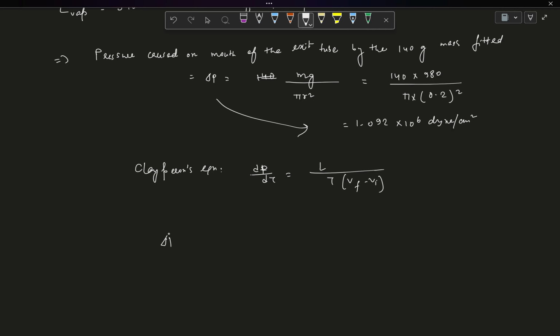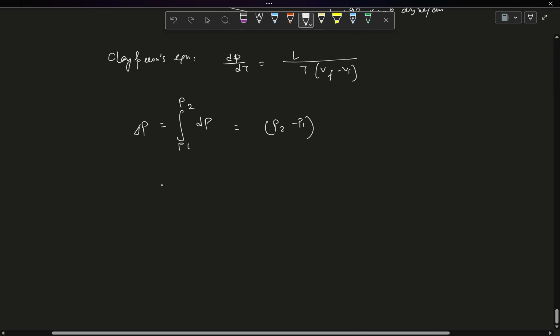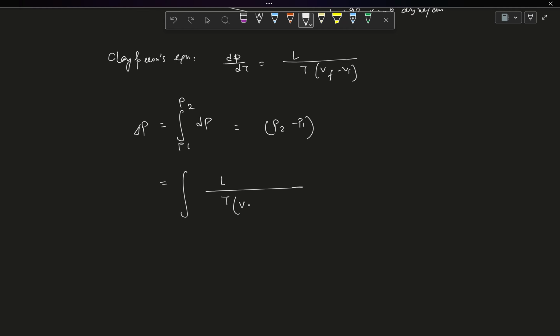So delta P is nothing but the change in pressure from the initial stage to the final stage. So 1 to 2. Let's say P1 is the initial one and P2 is the final one. So this is P2 minus P1, the change in pressure. And this is basically L by T, Vf minus Vi, times dt, where T is going from T1 to T2.